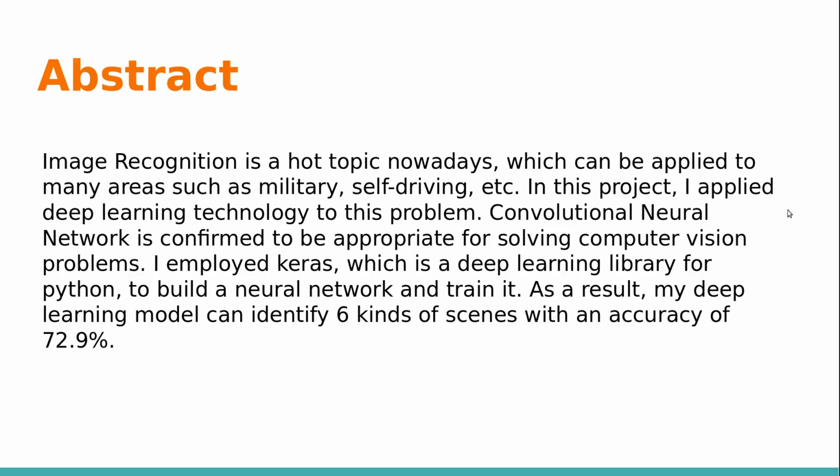Image recognition is a hot topic nowadays which can be applied to many areas such as military, self-driving, etc. In this project, I applied deep learning technology to this problem. Convolutional neural network is confirmed to be appropriate to solving computer vision problems. I employed Keras, which is a deep learning library for Python, to build a neural network and train it. As a result, my deep learning model can identify 6 kinds of things with an accuracy of about 72.9%.